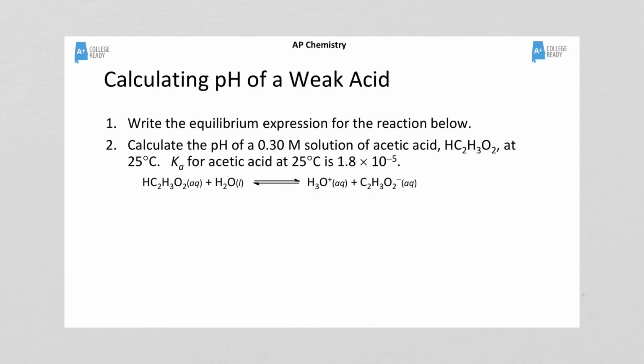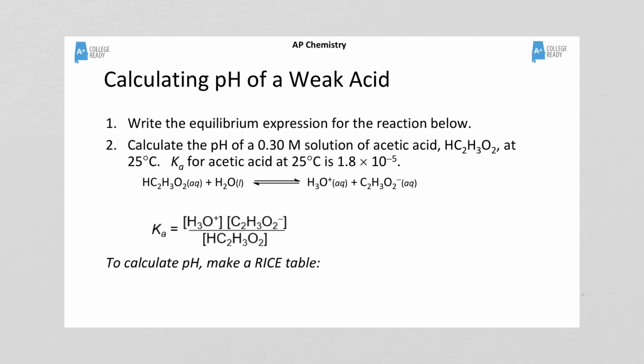Notice the solution, we're given the molarity of the weak acid solution, and we are given its Ka. So set up your equilibrium expression. You have the guideline on the formula sheet. Notice it's products over reactants. We don't include pure liquid, so we need to leave out the water, and we'll have just the acetic acid as our denominator.